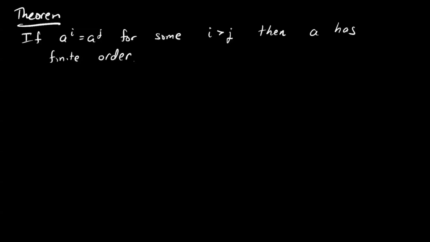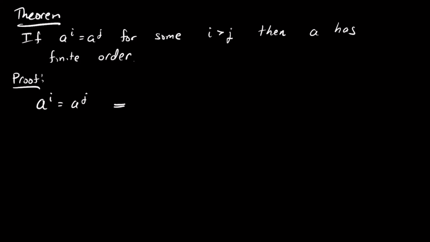Okay, so now we'll prove the following interesting result. The idea is that if any two powers of a are equal to one another, so like a to the i is equal to a to the j, where i and j are different, we'll just assume without loss of generality that i is bigger than j, then a actually ends up having finite order. So this proof is actually kind of nice. It's nice and simple.